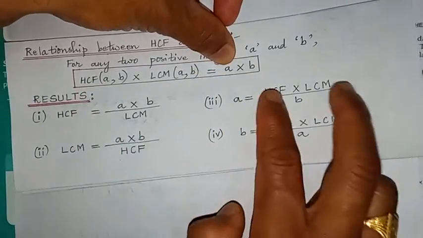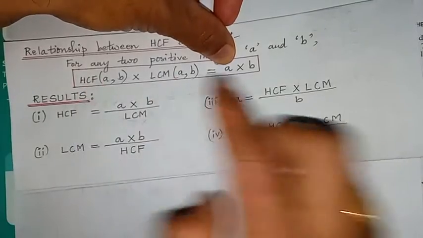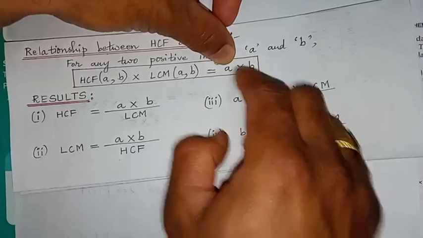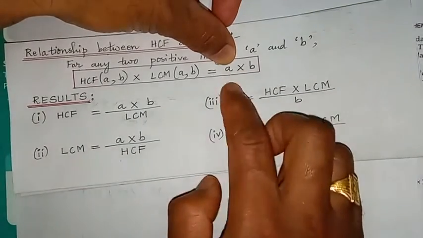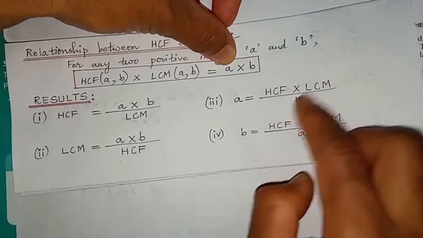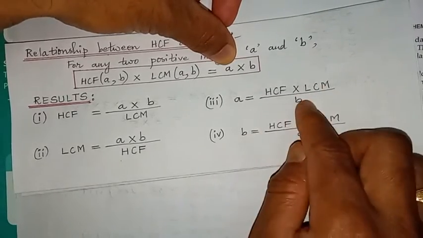So HCF into LCM stays the same on that side, and then we multiply by B. Taking B to the other side, it becomes divide by B. So this is the value of A. A is equal to what? The product of the HCF and LCM of two numbers divided by one of the numbers. Okay, clear?